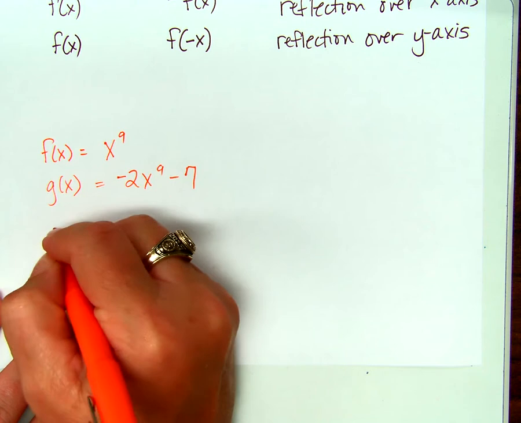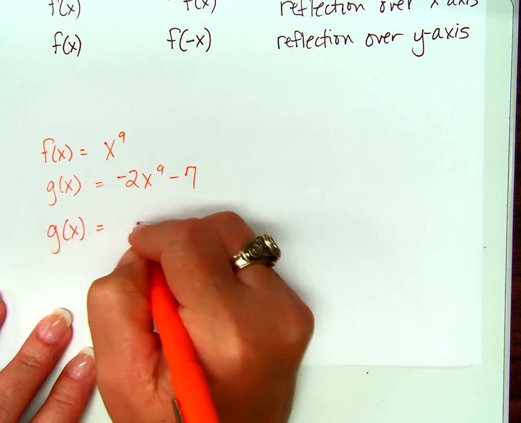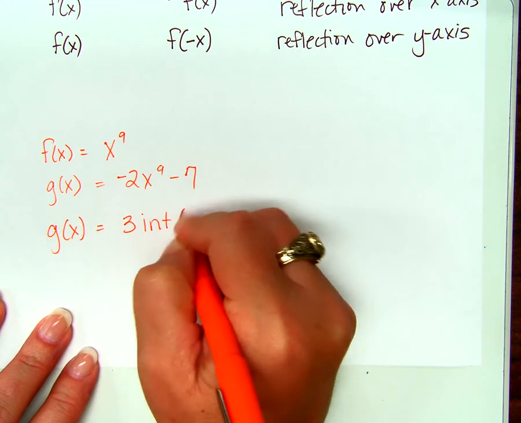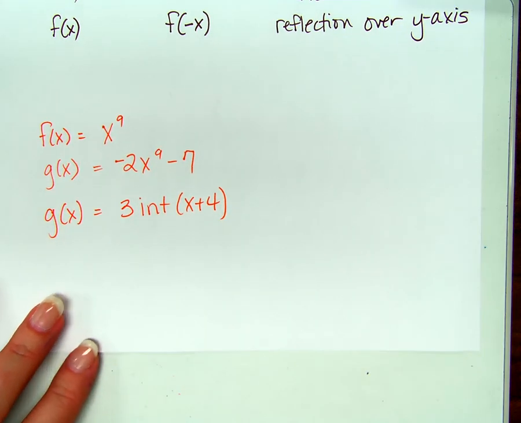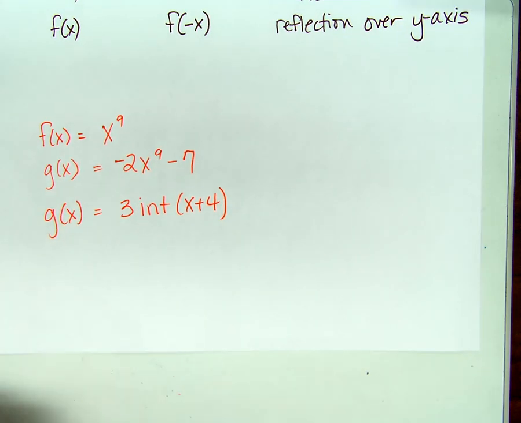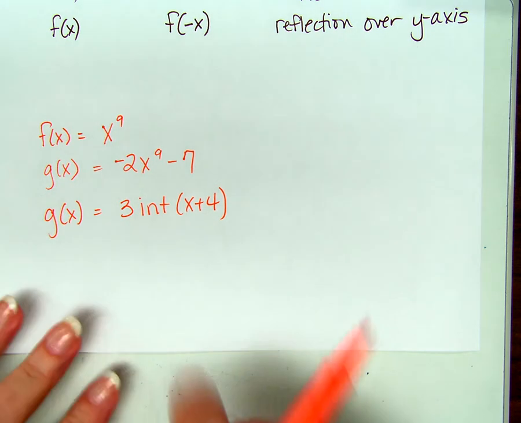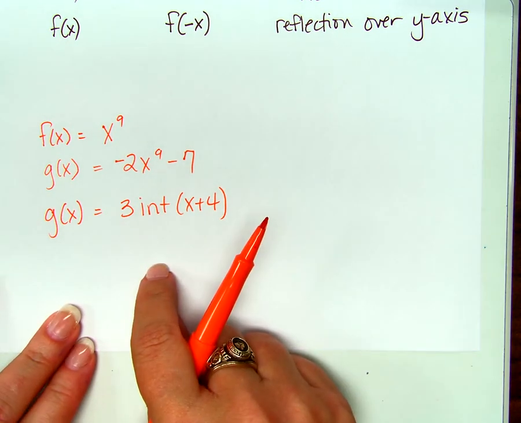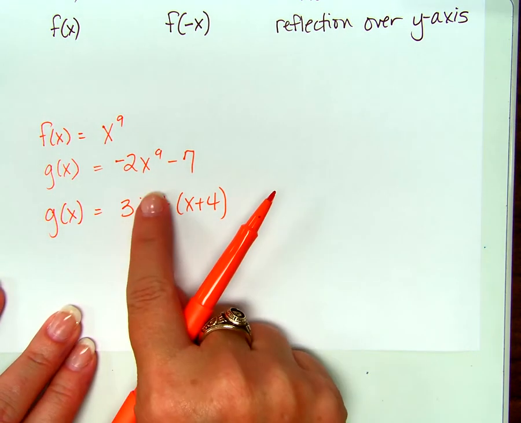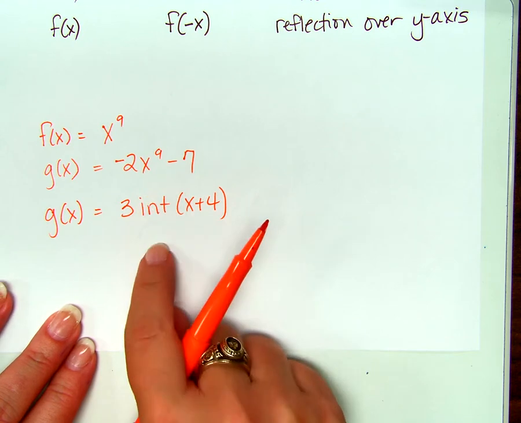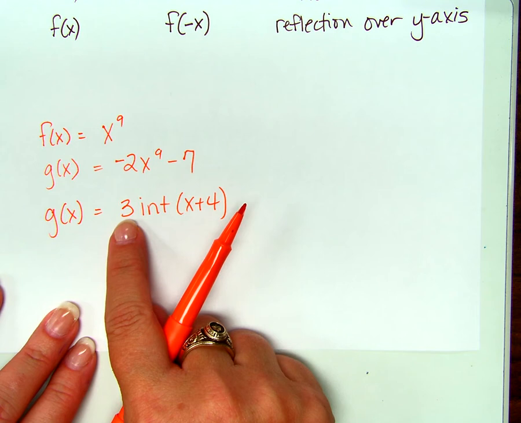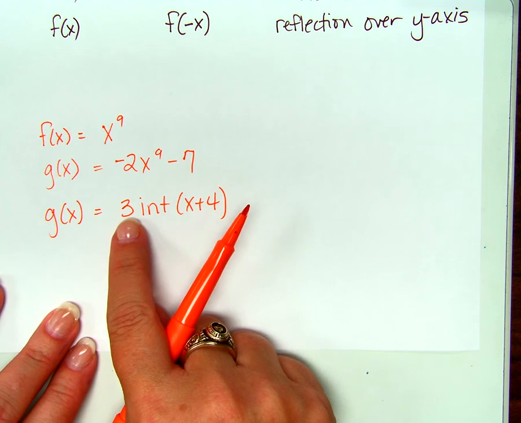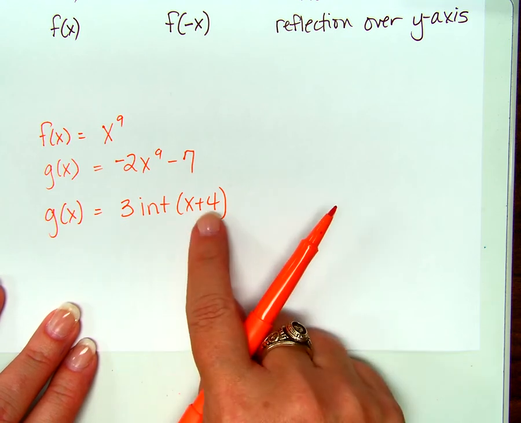So what if my g of x looks like this? Have you ever seen that before? No? Tell me the transformations, though. What's the parent, do you think? I and t? Okay, so if I and t is the parent, then what does this cause? Stretch by a factor of 3, vertical stretch, right? And then it shifted left 4, right?